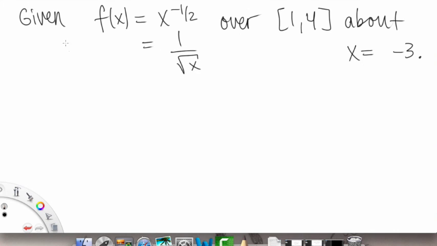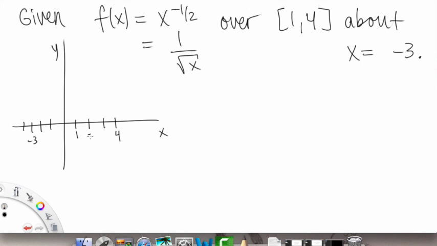So this is going to look like the following. We have our x and our y, and we need a negative 3 here. So that's negative 3 right there. And then let's say we have 1, 2, 3, 4, and we're going to stay in between 1 and 4. This is our interval, and our graph is actually going to look something like this.